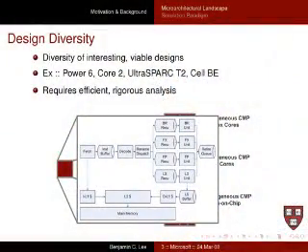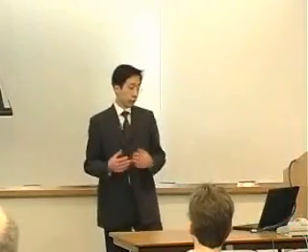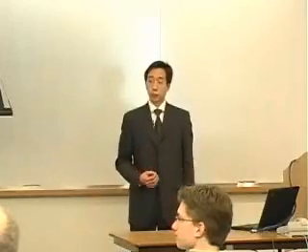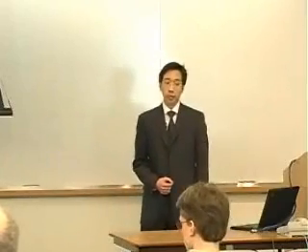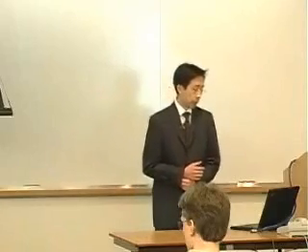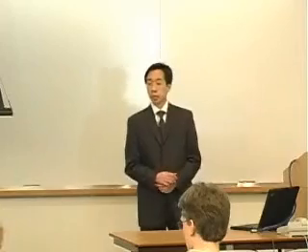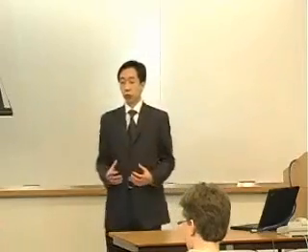This question of what the core should look like is complicated by what we observe in the industry. In particular, we're observing increasing design diversity. By this, we mean that there is increasing diversity in the set of interesting and viable designs being considered by our industry. And for examples, we can look at the IBM Power 6, the Intel Core 2, and the Sun UltraSPARC T2. Each of these cores occupy very different parts of the design space.